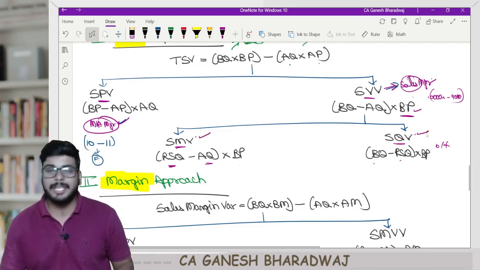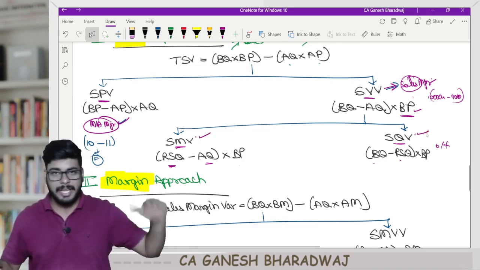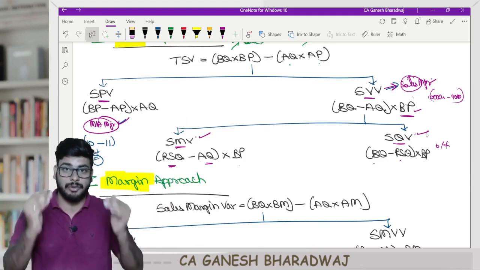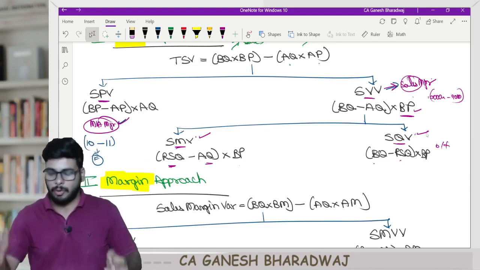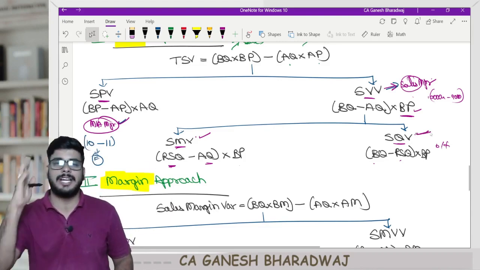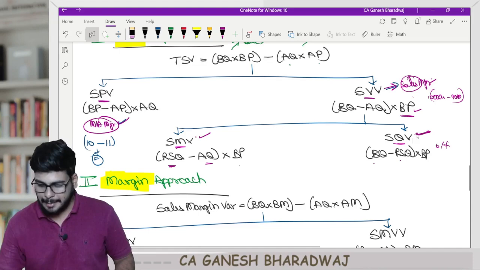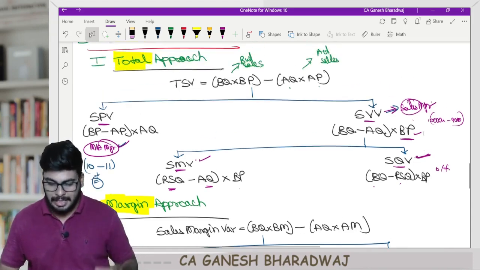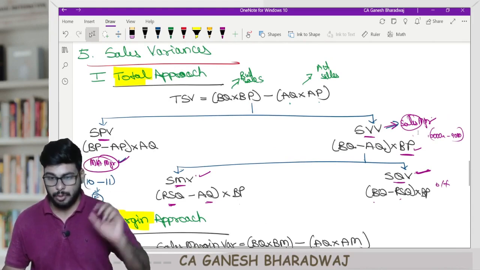Now, here the quantity variance, what does it track? Overall, A plus B plus C put together, you should have sold 10,000 units, but you have sold 11,000 units. Because of the deviation in the overall quantity, the amount attributable to my volume variance gets captured under quantity variance. Are you clear with this, guys? This is what this entire total sales variance under total approach talks about.